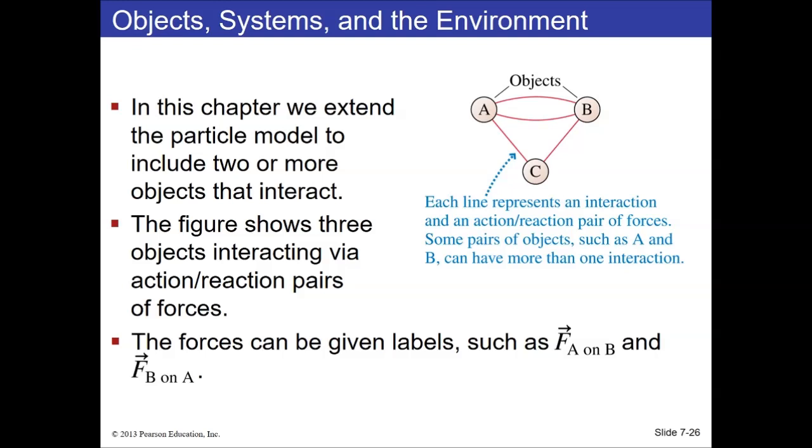But this is showing the interaction. If you look at A, there are three lines that touch it. There are three forces in its free body diagram. If you look at B, there are three lines that touch it. There would be three forces in B's free body diagram. C is part of the environment. You would not make a free body diagram for C.